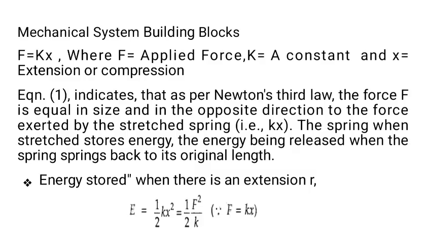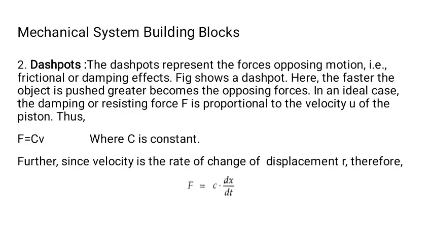The next one we are going to see is the dashpot. The dashpot represents the force opposing motion, the friction or damping effect. Here, the faster the object is pushed, the greater becomes the opposing force. In an ideal case, the damping or resisting force F is proportional to the velocity v of the piston. Thus, F is equal to Cv, where C is a constant.